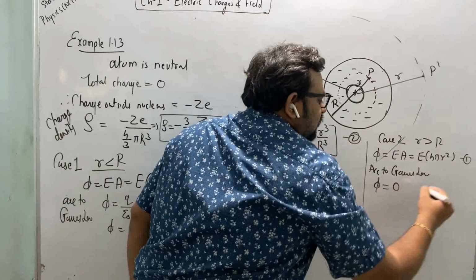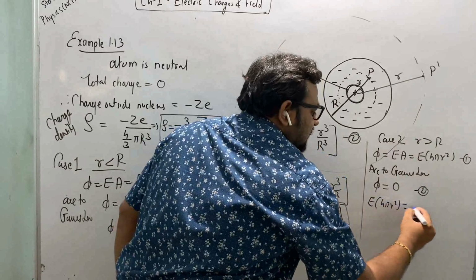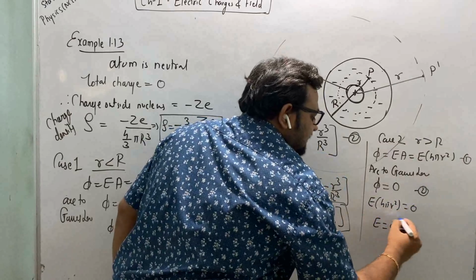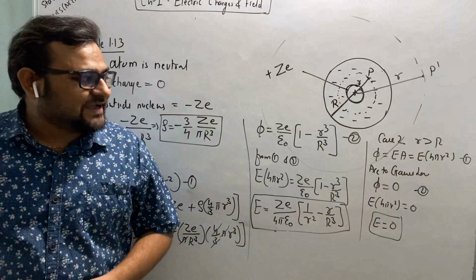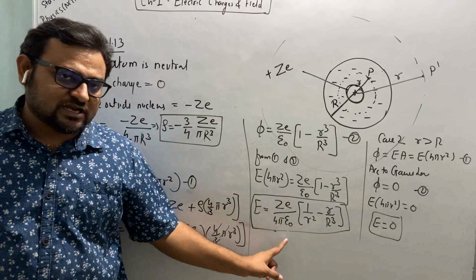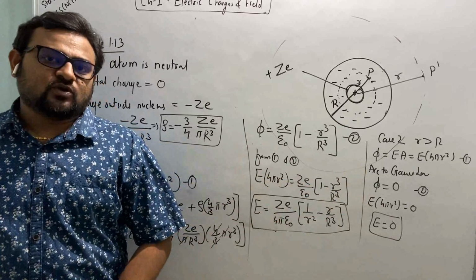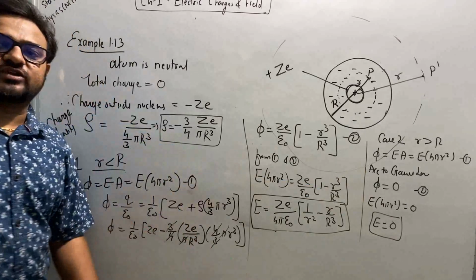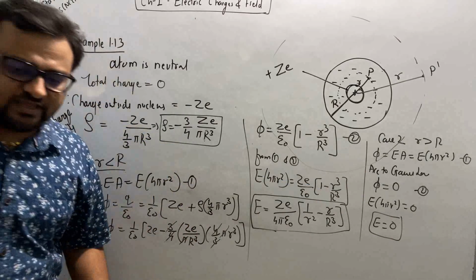So equating 1 and 2, I get E into 4 pi r square equal to 0. That means the electric field is equal to 0. So outside the atom, the electric field is 0, and inside it's Ze by 4 pi epsilon 0 times 1 by r square minus r by R cube. Okay, so just go through this question, Example number 1.13.